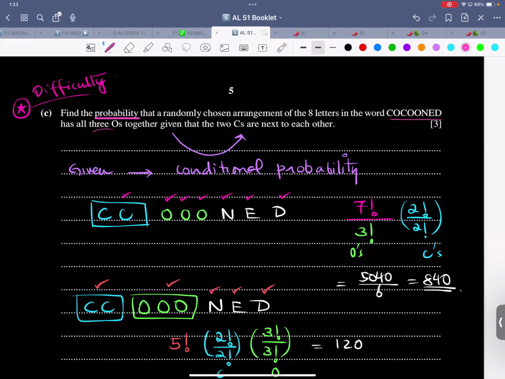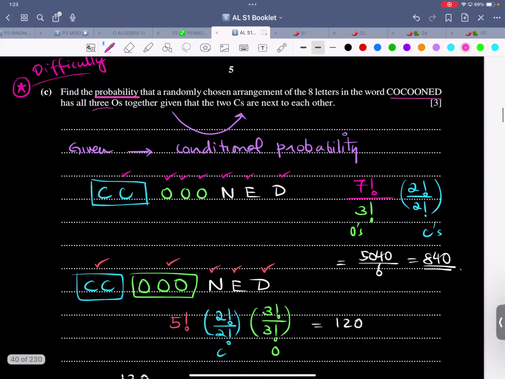So now the word given is there. So it's like conditional probability. Given, that is conditional probability: the 2 C's are next to each other. So 2 C's, 3, 3, 6, 6 plus 1, 7. That is 7 factorial. Inside the box, 2 are identical, so divide by 2 factorial. For these 3, 3 factorial. This comes out to be 840.